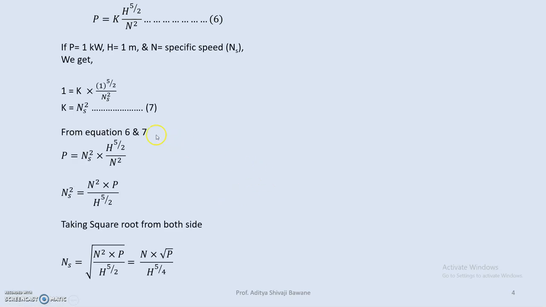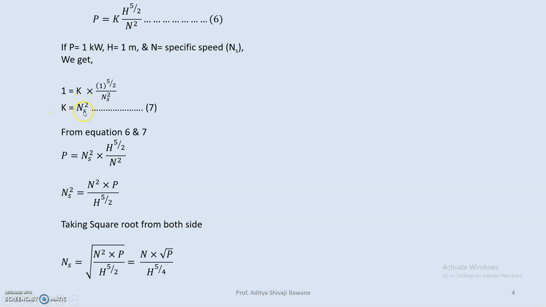So according to our definition, for 1 meter head, the power developed is 1 kilowatt. So the speed becomes specific speed. We denote specific speed by n subscript s. So power equals 1 kilowatt, k will remain as it is, h is 1 meter, and for n it is ns square. So what I get, k is equal to ns square.